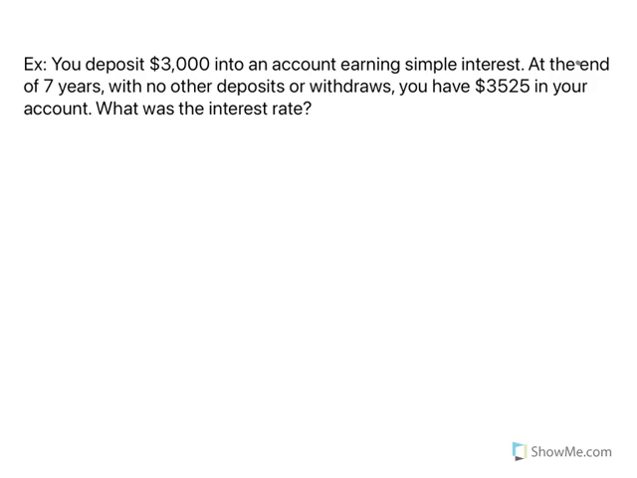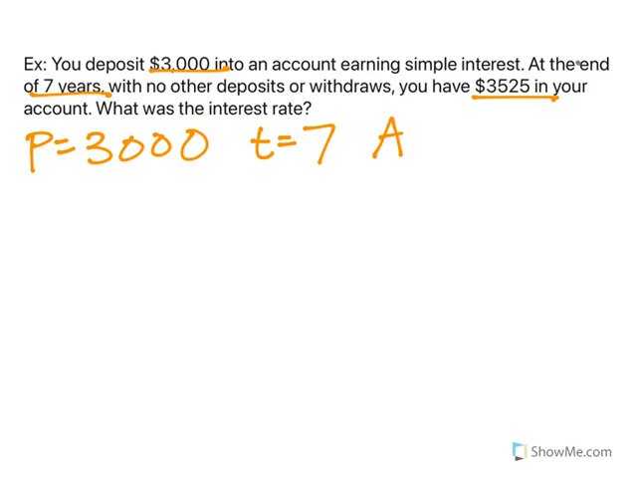Okay, first, what do we know? We deposit $3,000. That makes that P, right? That's my initial amount. I'm earning simple interest. That's important. At the end of 7 years, T is 7. No other deposits. I have this much at the end. That's A, $3,525. We're looking for R.